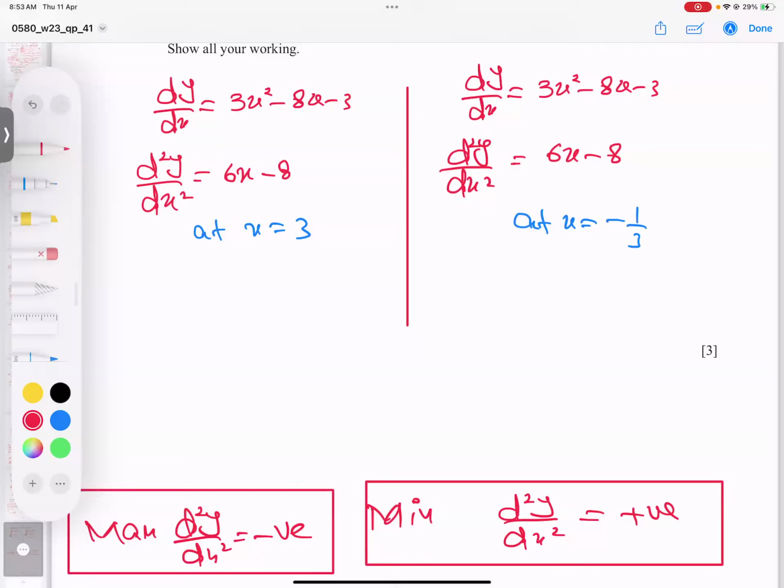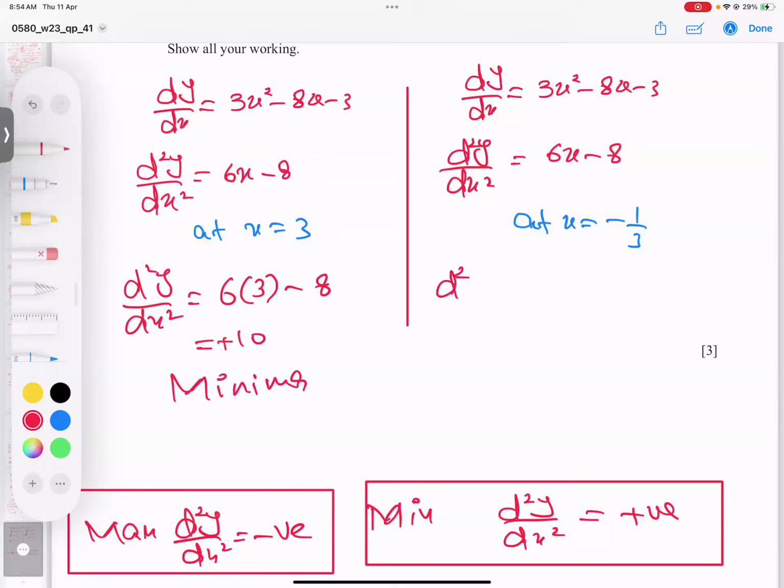Okay. So now, students, I will plug in 3 here. So I get second derivative, what? So 6 threes are 18 minus 8. I got 10, positive 10. Positive 10 means point of minima. Okay. The same story here, second derivative I'm going to plug in. Again, I plug in this one. So when I plug in 6 times negative 1 over 3 and minus 8, I got minus 10. And minus 10 is called maxima.